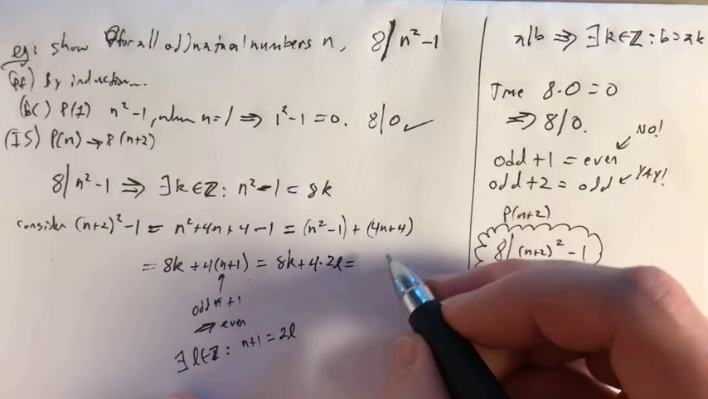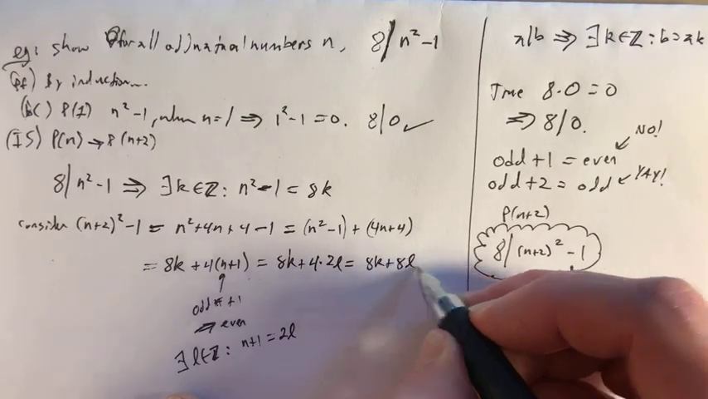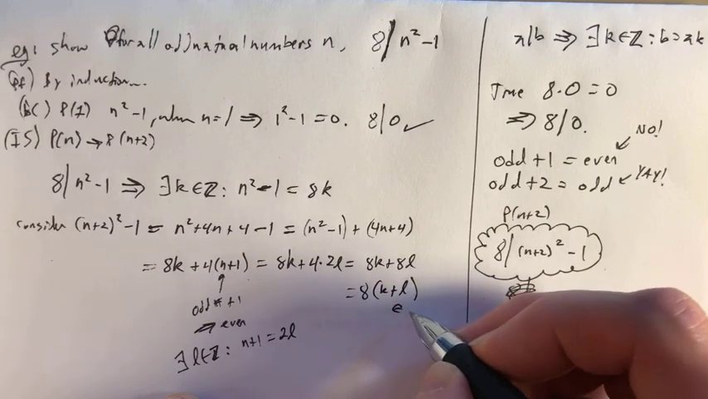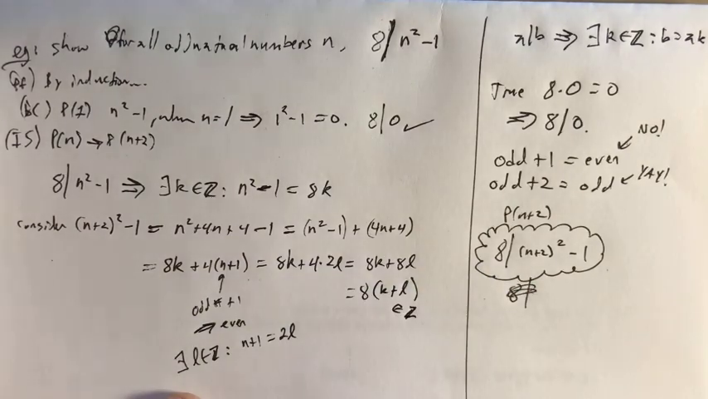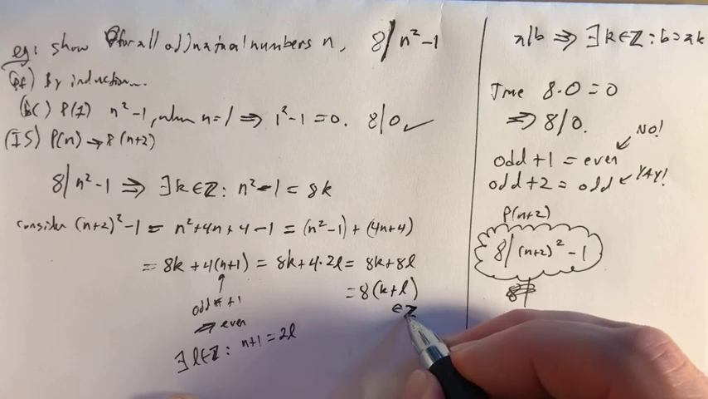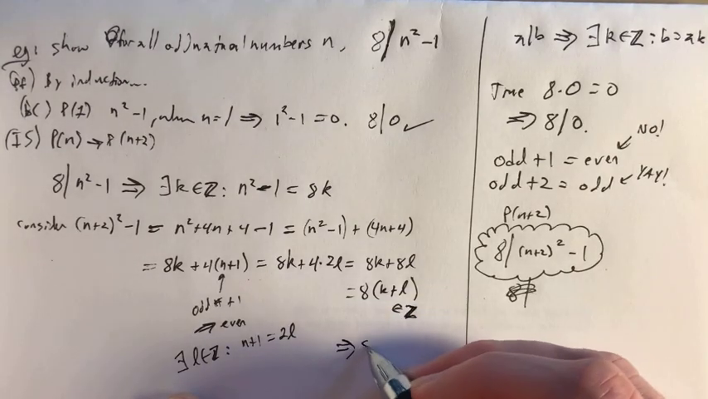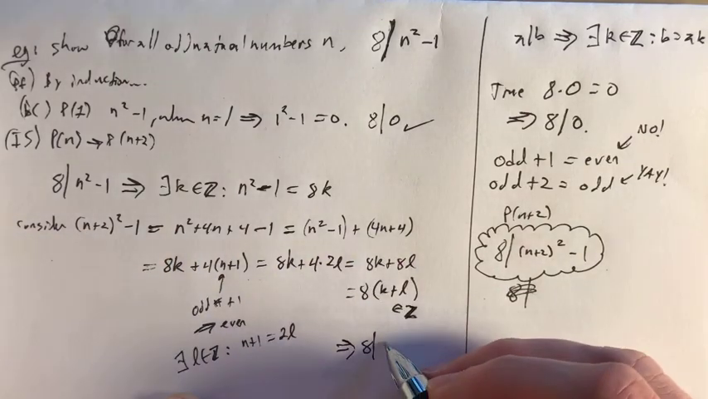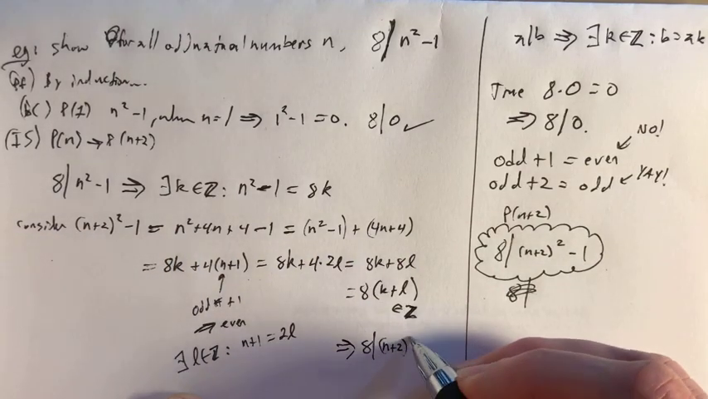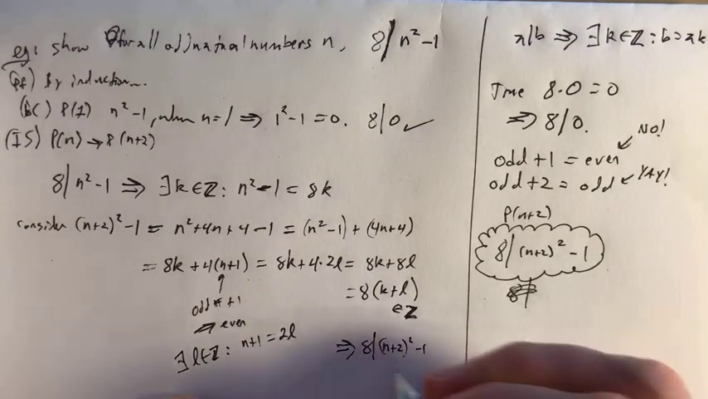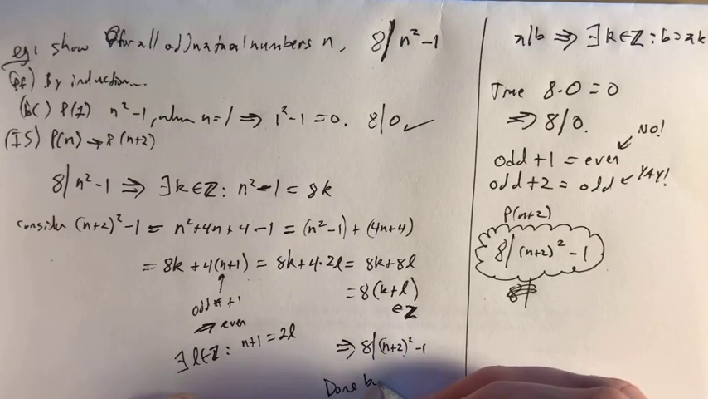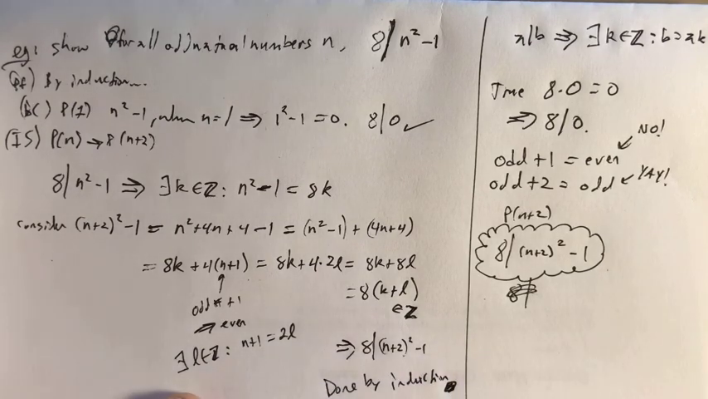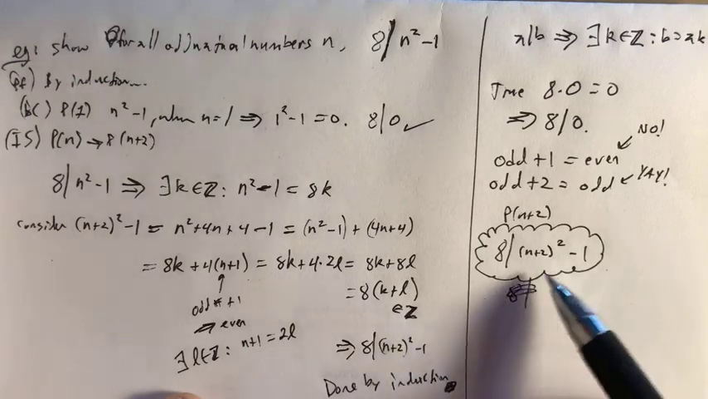If I multiply these two together, I get 8k plus 8L, which gives me 8 times the quantity k plus L. Since k and L were integers, their sum is also an integer, which means 8 divides this quantity, which, as we roll back, is this quantity, n plus 2 quantity squared minus 1, and therefore we're done by induction. This is exactly what we had in our goal cloud.